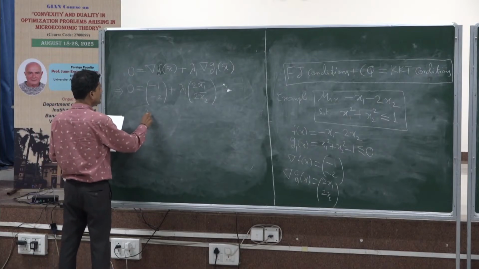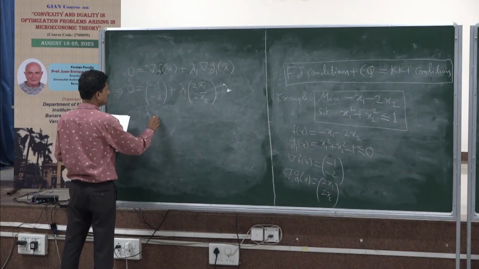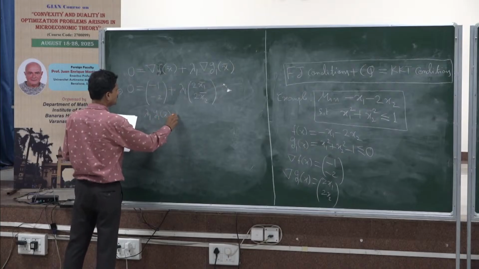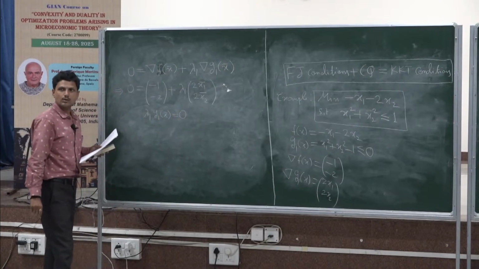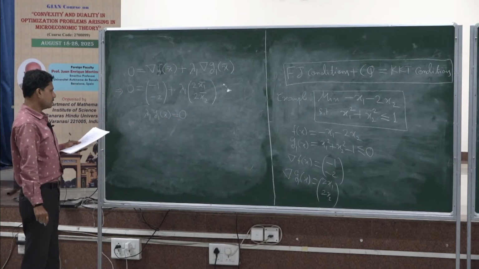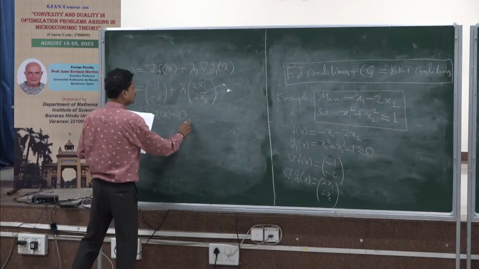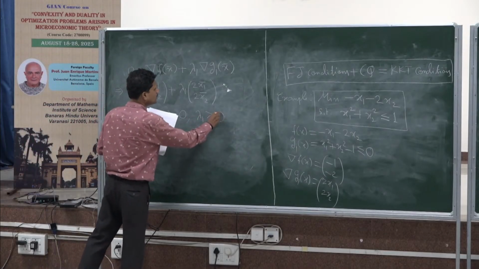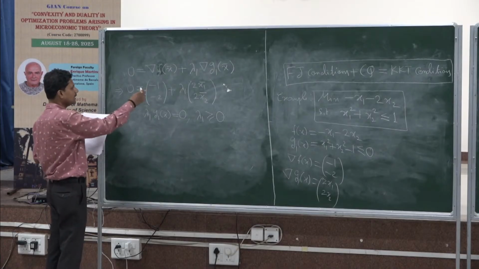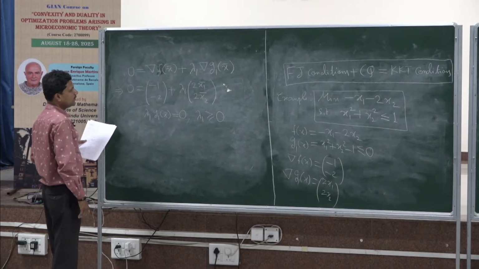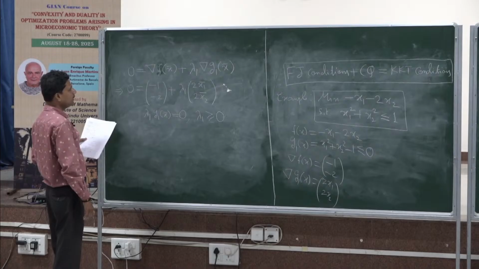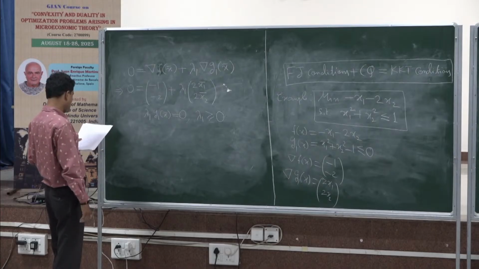Along with this we have lambda 1 g1 at x bar is equal to 0, and this lambda 1 is greater than or equal to 0. So these are the conditions that we have to observe to find out the values of x1 bar and x2 bar.